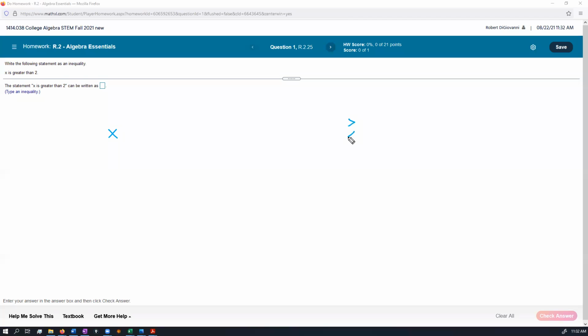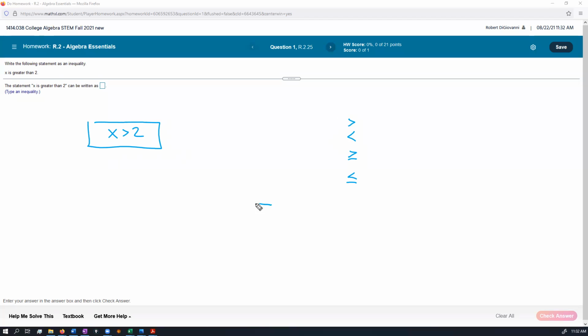We have 4 inequality symbols that we can use. Greater than, less than, greater than or equal to, less than or equal to. So here we just want to say X is greater than 2. And that should be it.